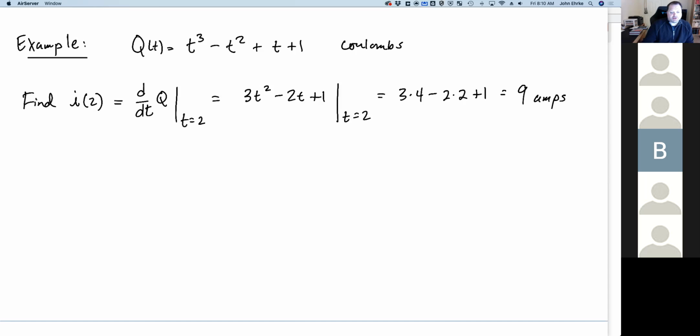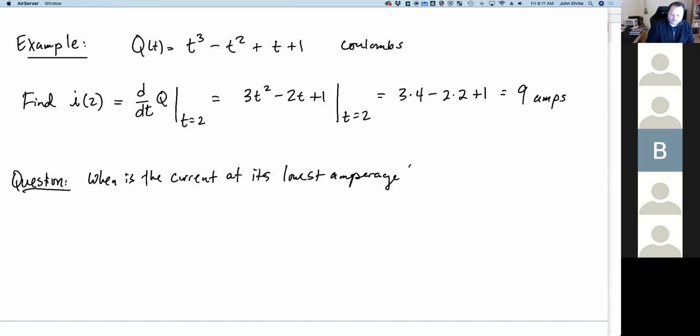A follow-up question to this is, when is the current at its lowest amperage? Well, lowest amperage would imply that I'm looking for a minimum of current. So in other words, I'm trying to find where the function I of t, the current function, which we have right here, has a minimum.